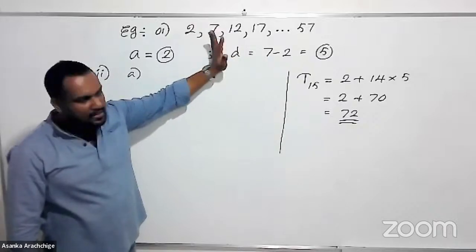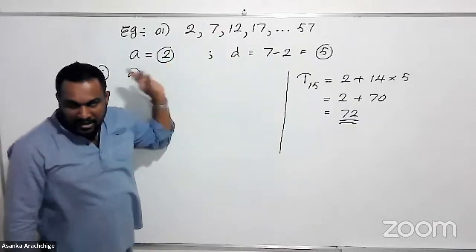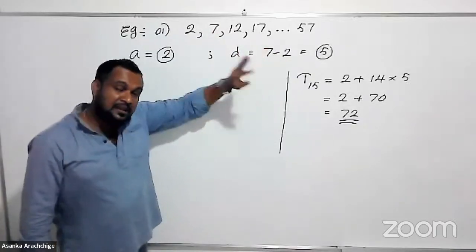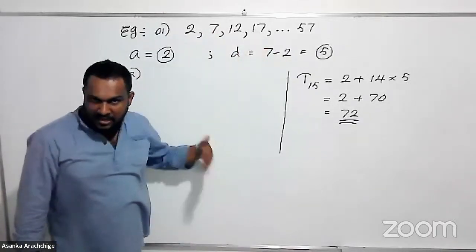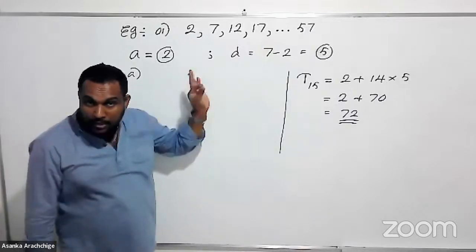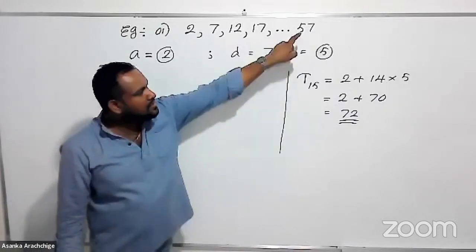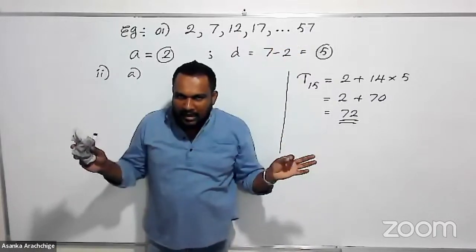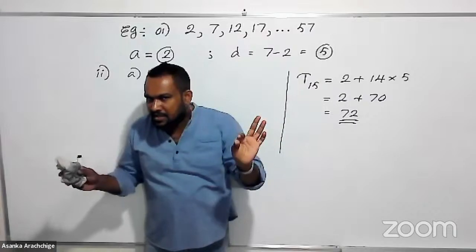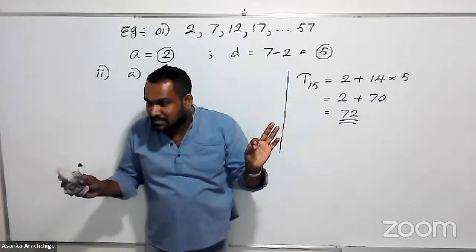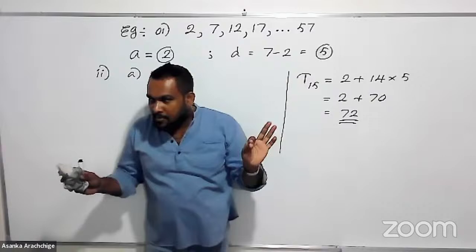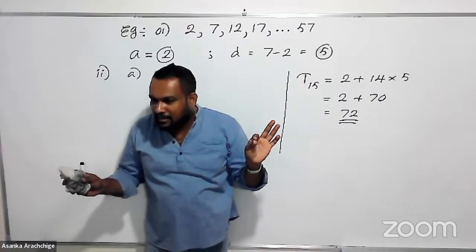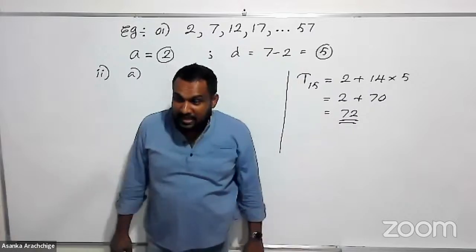57 is a term in this pattern. But still we don't know where it is located. Where it lies. We are going to find the position of this term. Tell me, in the Tn formula, which symbol indicates the position, the place? Simple, n. That means we have to find n.